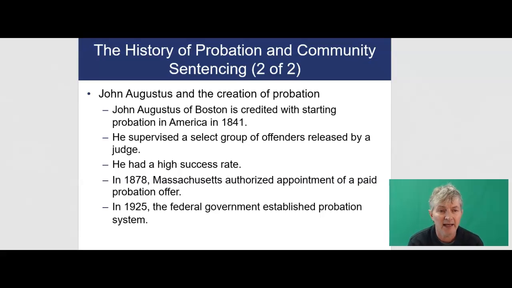So by 1878, when Massachusetts authorizes the appointment of a probation officer, we see that Augustus's ideas and work have actually been paying off. And in 1880, it was extended to other jurisdictions in Massachusetts, followed by Missouri in 1887 and Vermont in 1898.